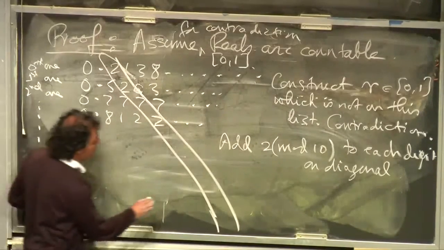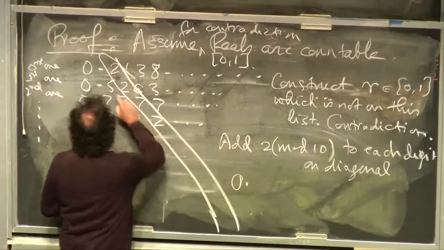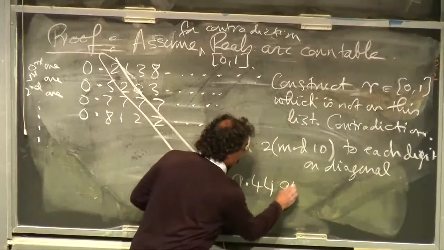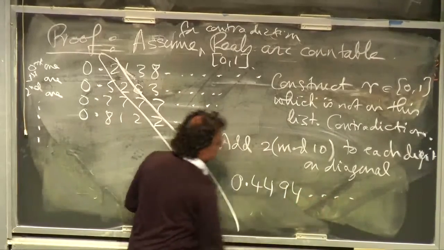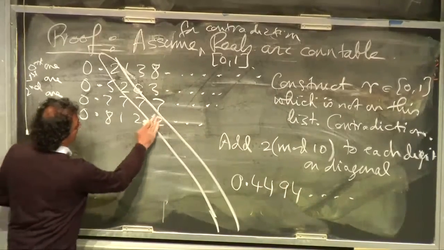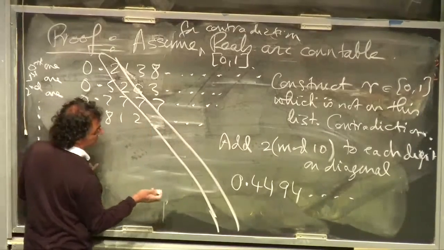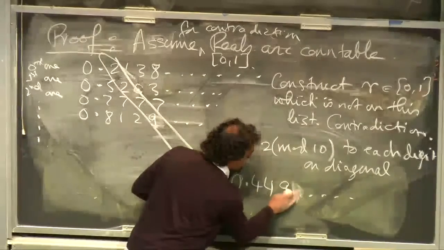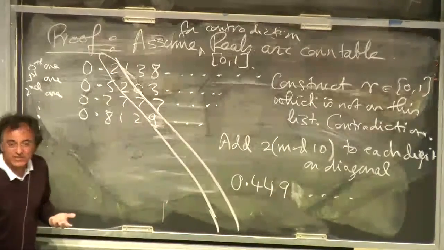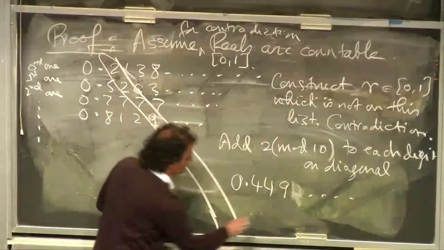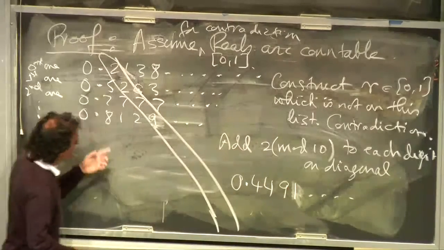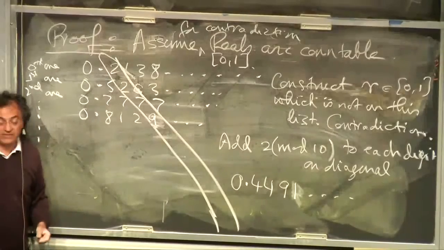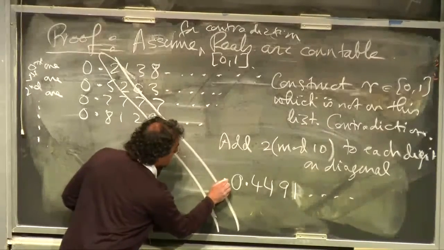We get a new number which is 0.4494 dot dot dot. Okay, well, just to make it more interesting, let me make this a 9, and so now this would be not 9. 9 plus 2 mod 10 is 1. So, okay, you get the idea, right? You just add 2 mod 10 on the diagonal digits, and this is equal to R.